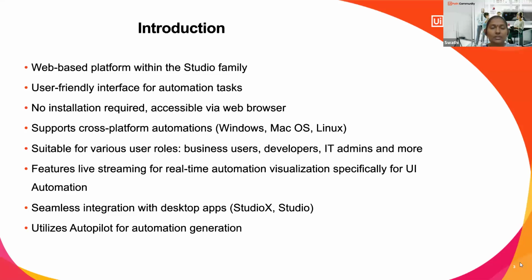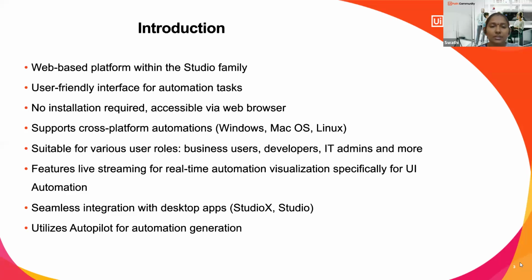Automations that are created on Studio Web are cross-platform. Now, what is this cross-platform? Cross-platform means once you develop an automation in Windows OS, you can also run that in Mac or Linux. So that means automations have the capability of running in any of the OS. Now, Studio Web can be used by many persons like business users, developers, IT admins, and more. So everyone can use Studio Web.